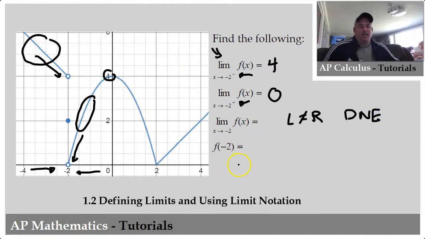And our last question on here is just a function value. Remember, function values and limit values are not necessarily the same thing. This says, what's f of -2? Clearly, f of -2 is where the solid dot height is, and so f of -2 is just 2.